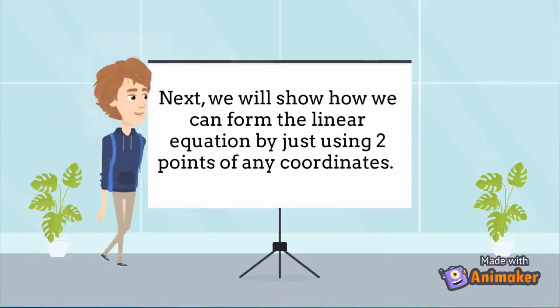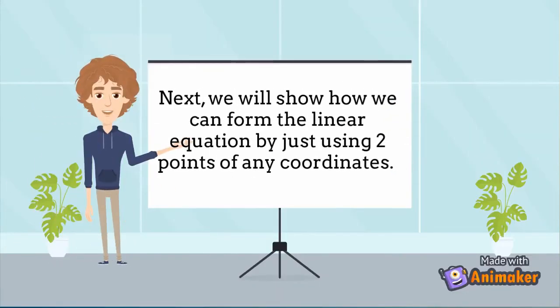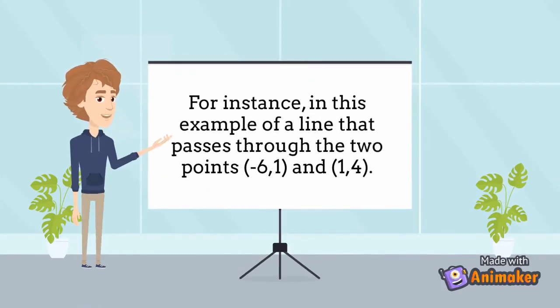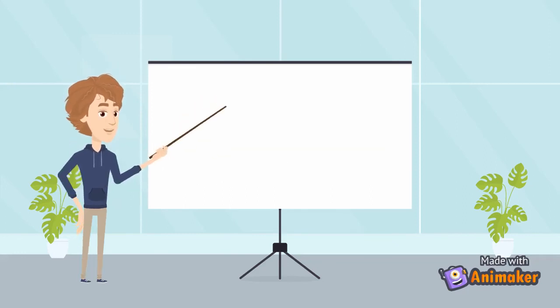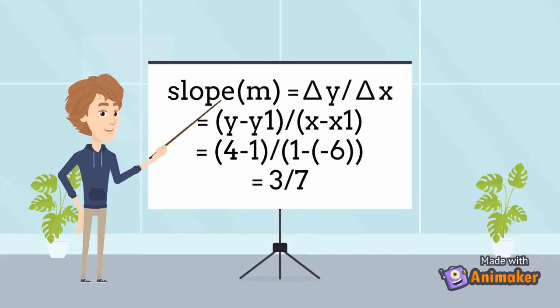Next, we will show how we can form the linear equation by just using 2 points of any coordinates. For instance, in this example of a line that passes through the 2 points (-6, 1) and (1, 4). First, we need to find the slope between the two given coordinates by dividing the vertical change by the horizontal change of these said points as shown here.